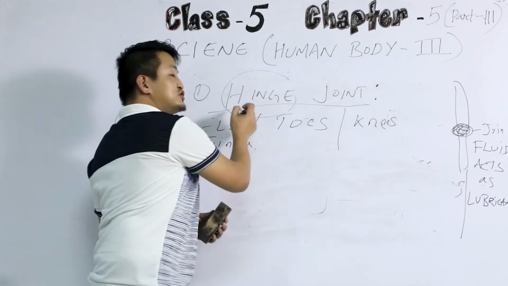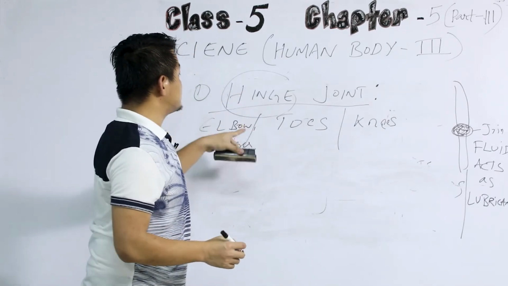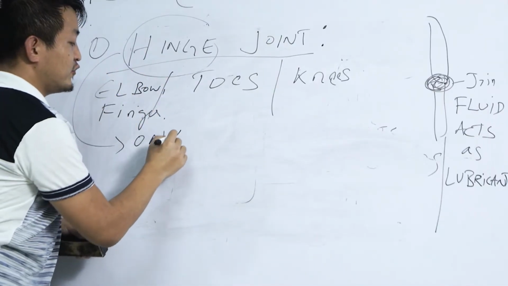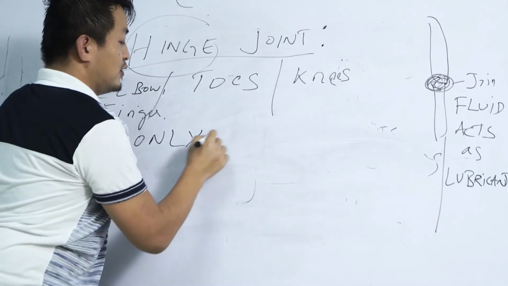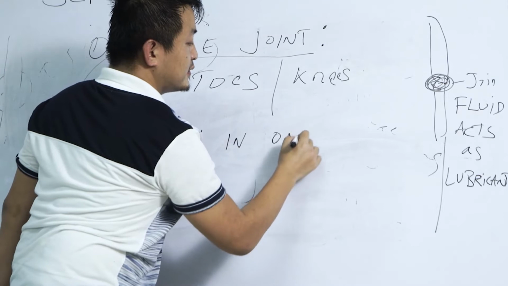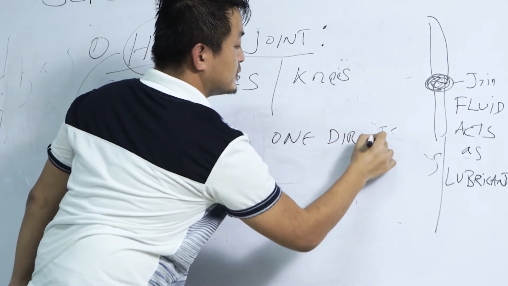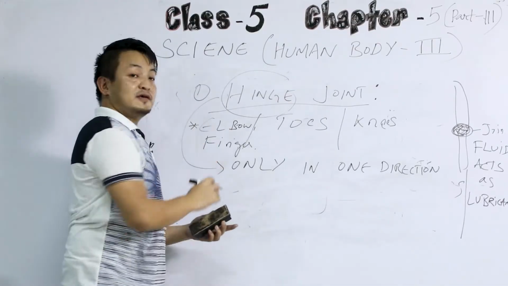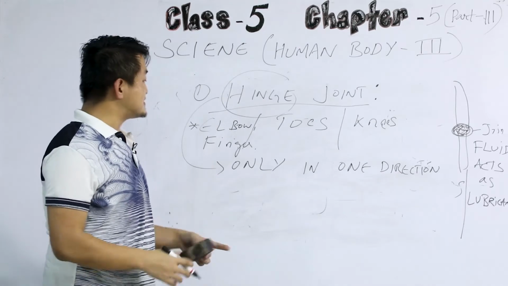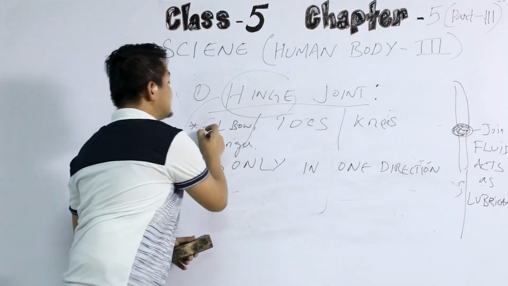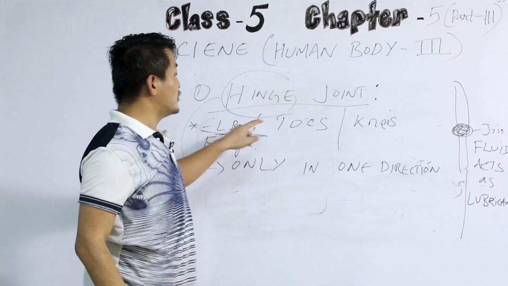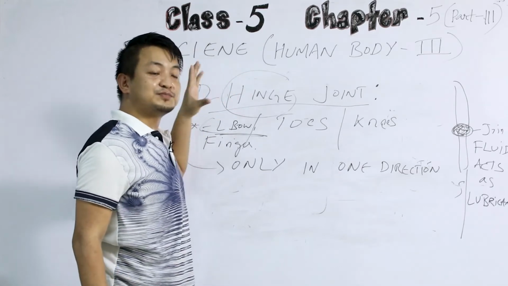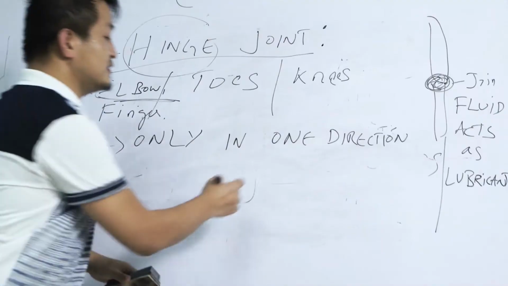So this hinge joint is a type of joint which we have in our body. This type of joint can move only in one direction. Now you have to know all these parts in our bones, in the joints, where only one direction is possible. The parts are elbow, toes, knees, and finger. And this hinge is like the hinge present in the door.